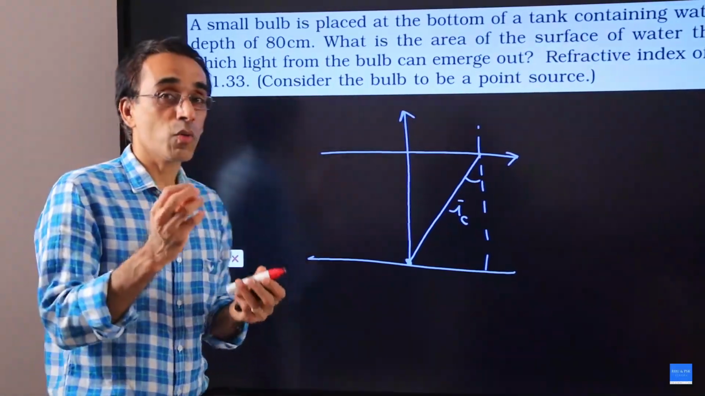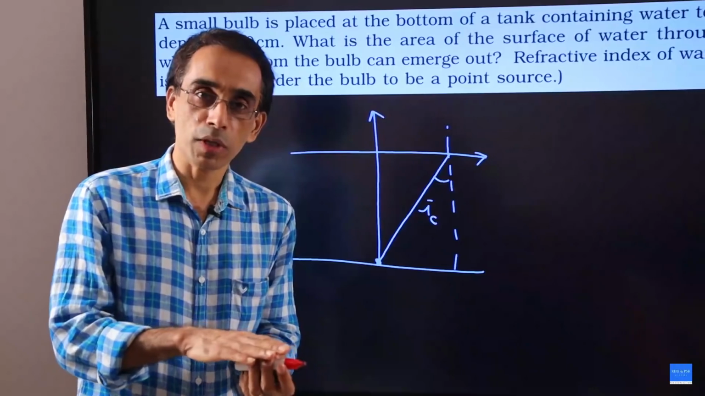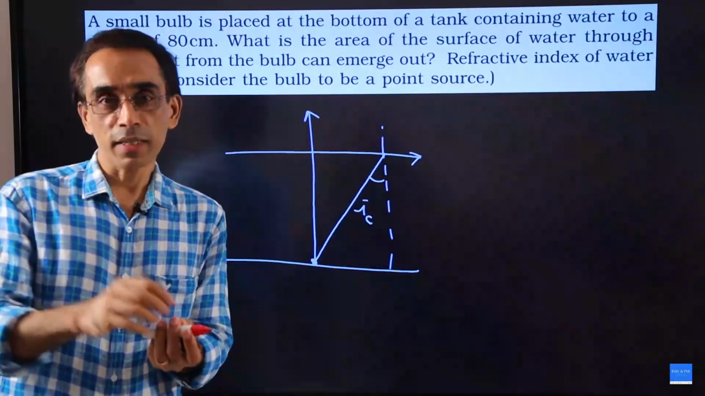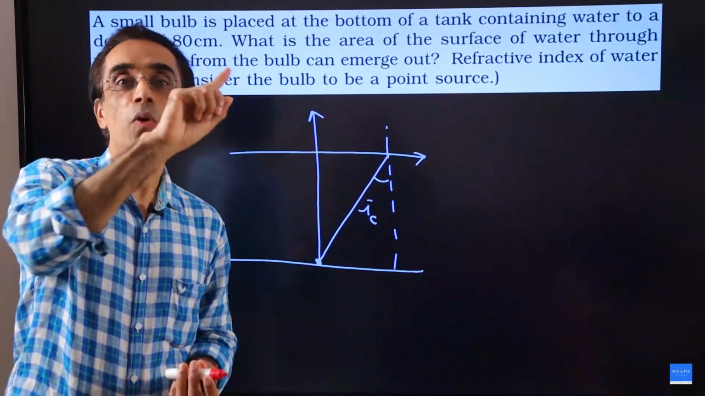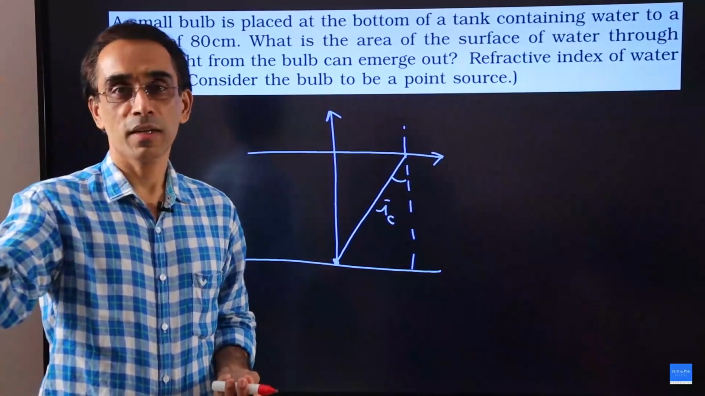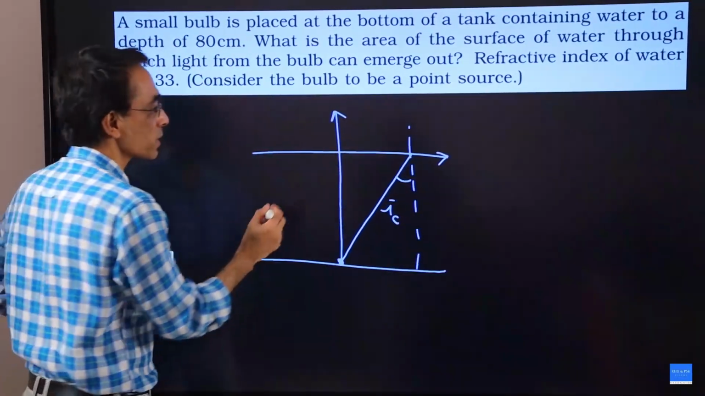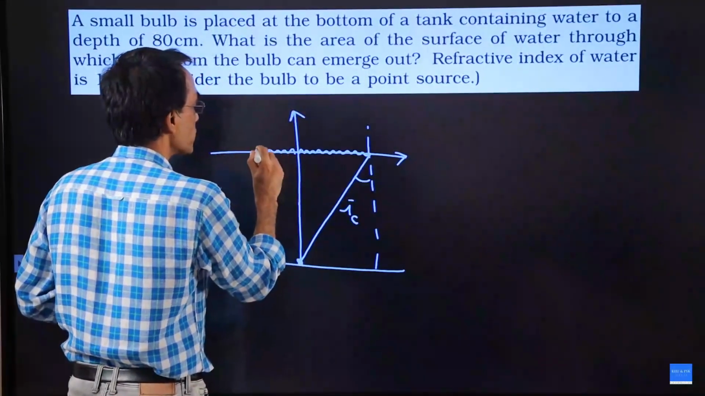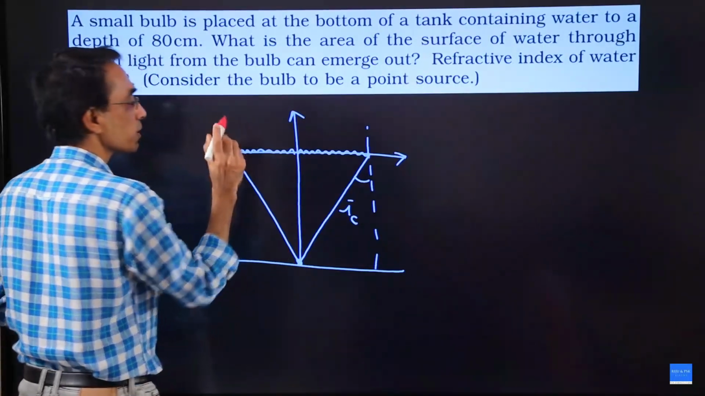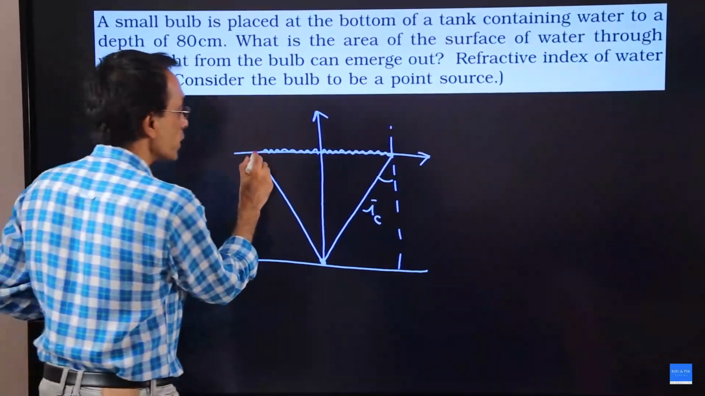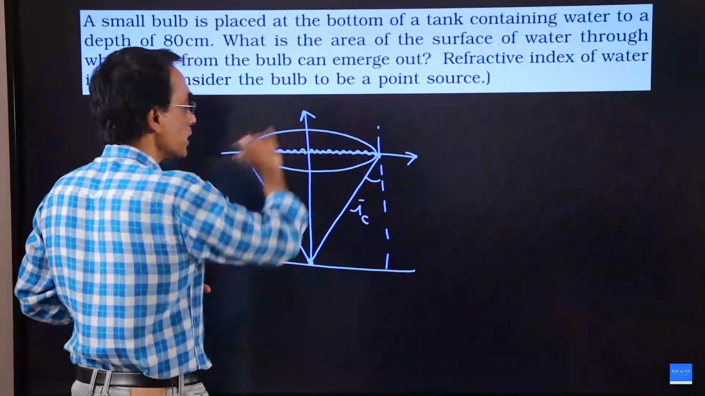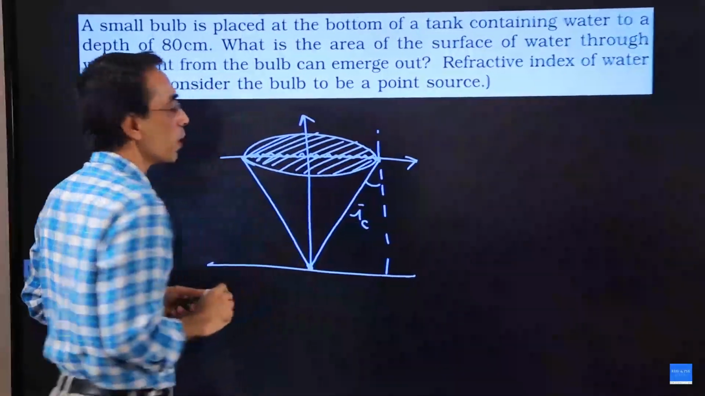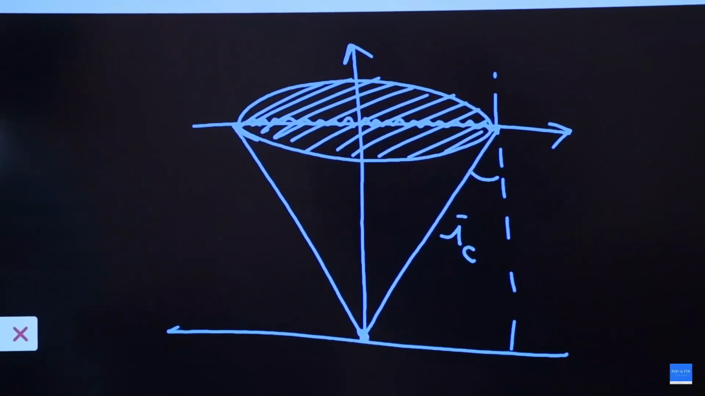Now, why is it circular? The light source is at the bottom. So the light can go in this direction, it can go in this direction, and it can go in this direction, or it can go in a conical region and emerge out. So the light will emerge through this region and through this region. This is the area, so we can actually think about a circle here. This is the area through which light emerges out. All other light is blocked due to total internal reflection.